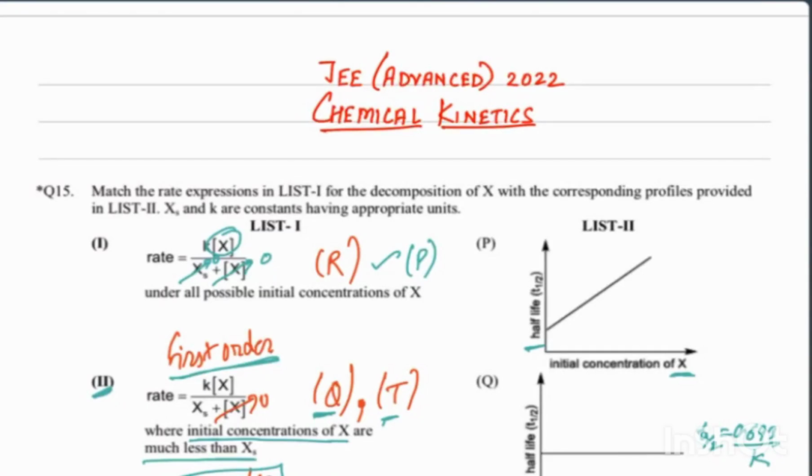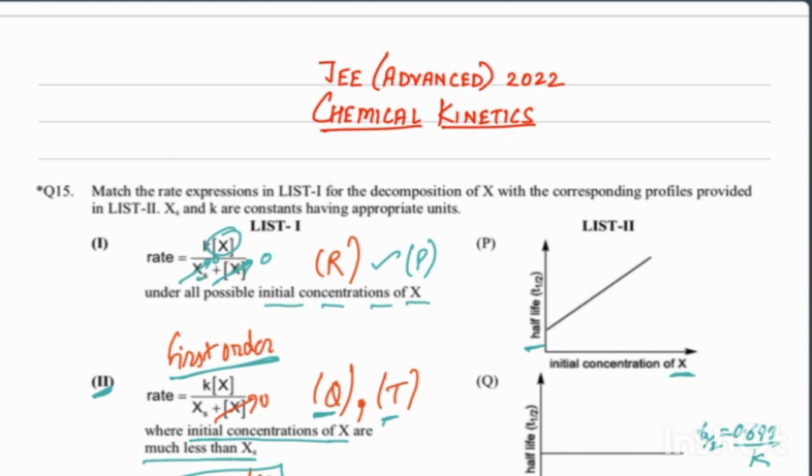So hello everyone, today we are going to discuss a question from JEE Advanced 2022 paper 1, which is from the chemical kinetics chapter. And in this question what has been asked is, in the first equation we have been given this rate equation. If you see here, we have to draw the graph at all possible initial concentrations of x. And if you see here, at initial time x is very small as compared to xs, so we have neglected x.